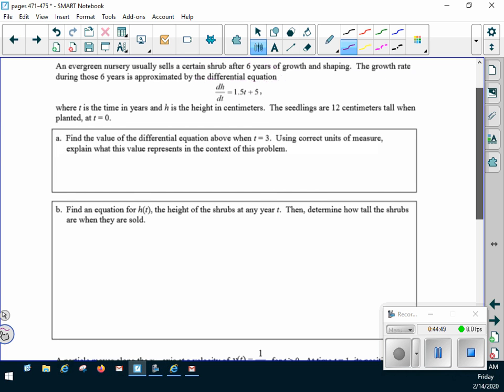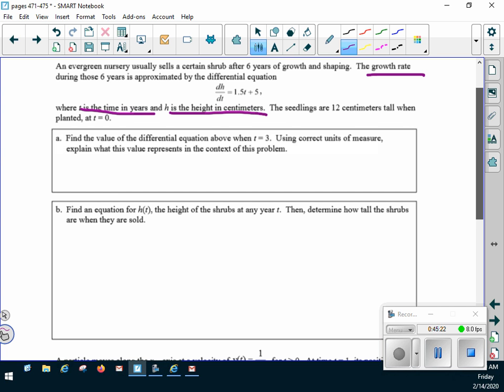Okay. So let's take a look. An evergreen nursery usually sells a certain shrub after 6 years of growth and shaping. The growth rate, you know that's a derivative because it's a rate, during those 6 years is approximated by that differential equation, where t is the time in years and h is the height in centimeters. The seedlings are 12 centimeters tall when they are planted at time 0.